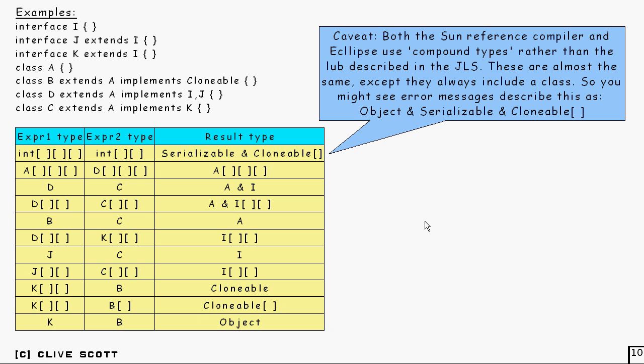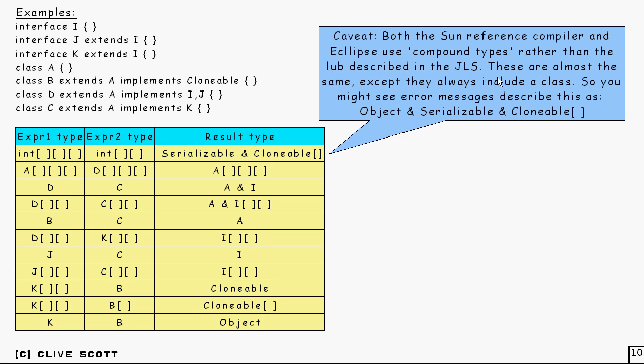So it's pretty simple, really. Be careful about the types. Once again, I just warn you that the Sun reference compiler and the Eclipse compiler as well use compound types, rather than the least upper bound, which is described in the Java language spec. It's not very good, really, because the Java language spec doesn't mention compound types as far as I can see, so it shouldn't be using them, but never mind.